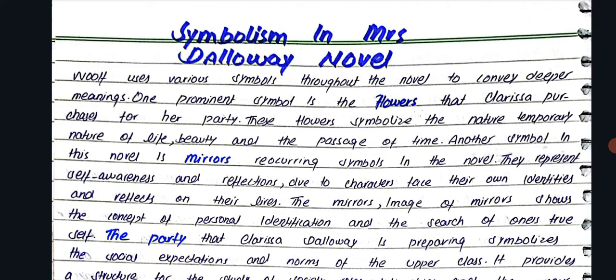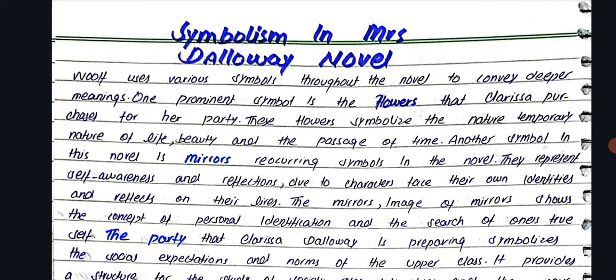Woolf uses various symbols throughout the novel to convey deeper meanings. One prominent symbol is a flower, the flowers Clarissa purchased for her party. These flowers symbolize the temporary nature of life, beauty and the passage of time.